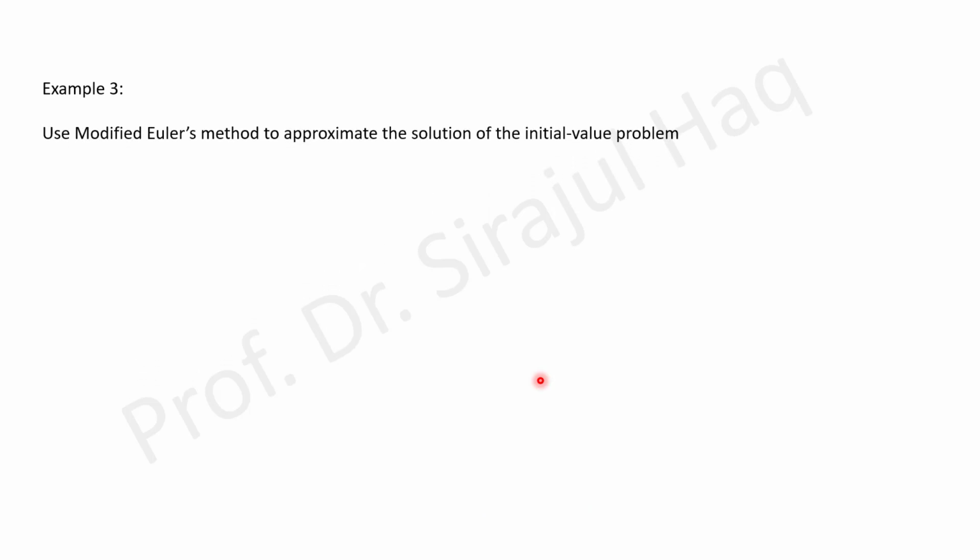Now let's consider another example. Use the modified Euler method to approximate the solution of the initial value problem. I am taking the same problem, but this time I reduce the step size. There I used the step size 0.5, but now I'm using step size 0.1.